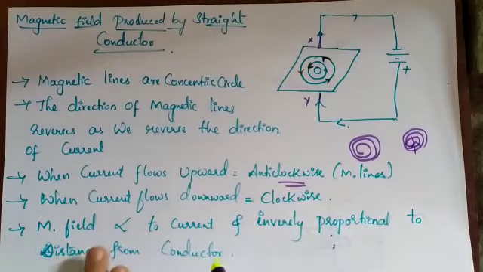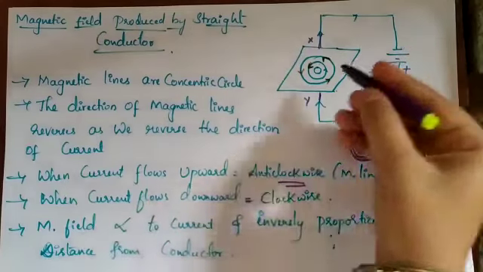So when current is flowing through a conductor, a magnetic field is produced, and when the current changes, the magnetic field also changes. That is, they are directly proportional. And another concept is that it is inversely proportional to the distance from the conductor.